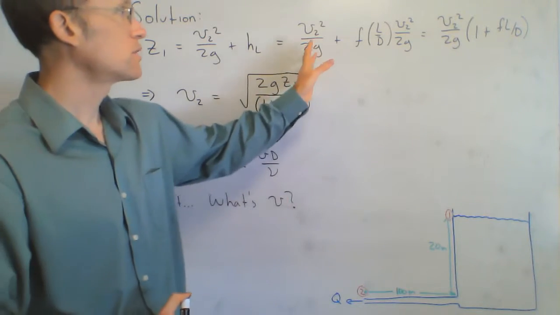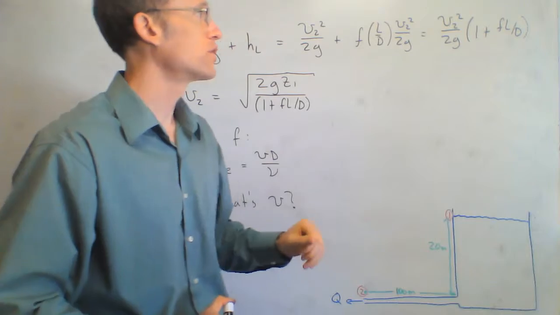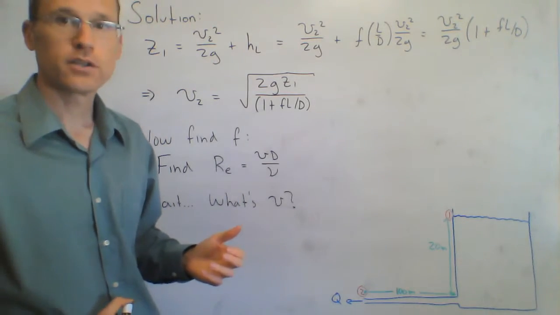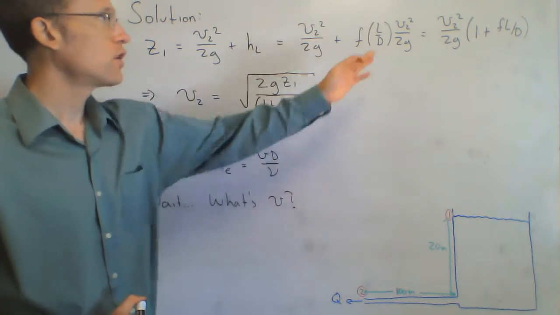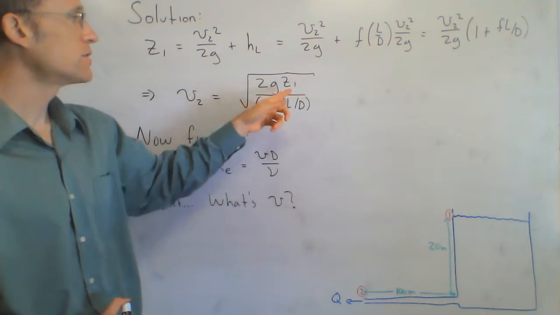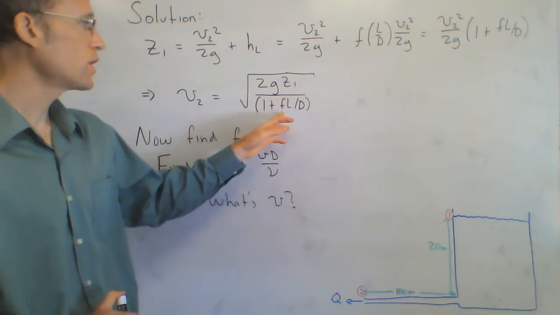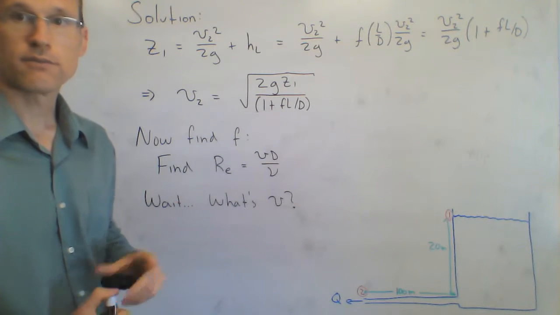I can actually take a V2 squared over 2g out of that whole thing and I'm left with 1 plus f L over D. I'm looking for V2, or my flow rate, so solve that equation for V2. Using that, V2 is the square root of 2g times Z1 over 1 plus f L over D. The only thing I don't know in this equation is f, so now just find f.